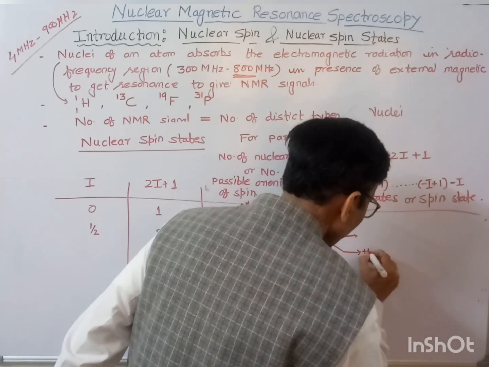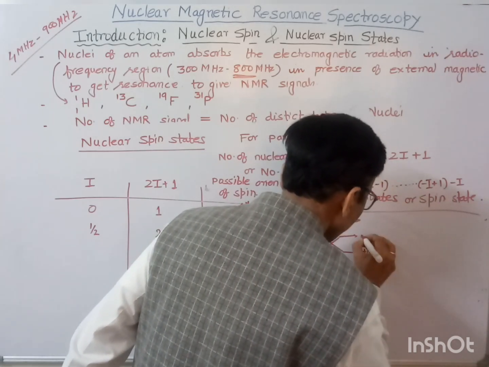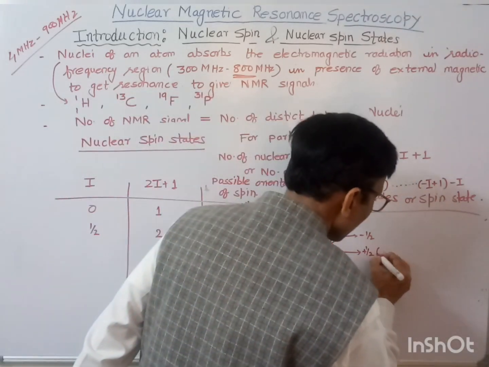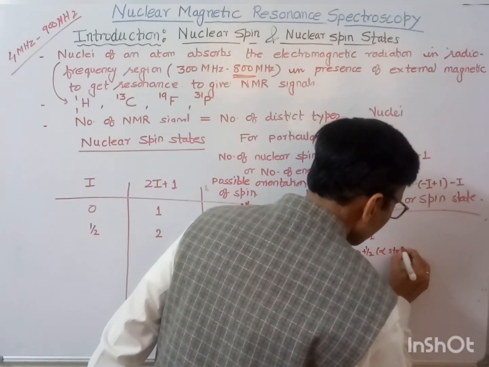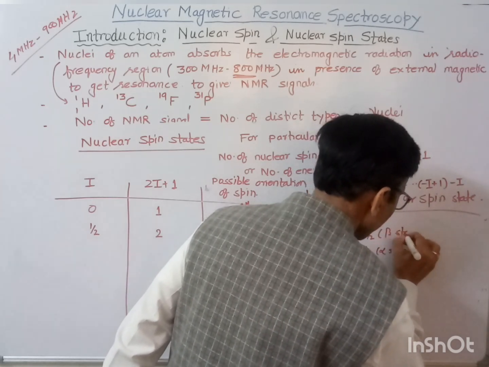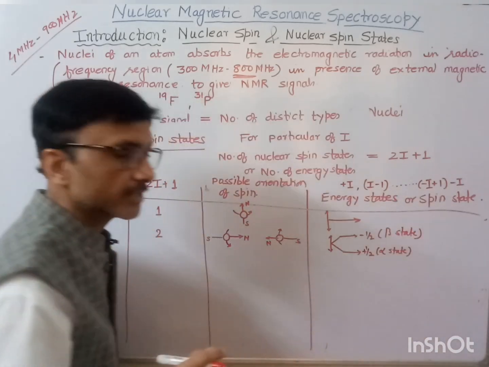So plus half and minus half. This plus half is also called the alpha state, and this minus half is also called the beta state. Alpha state and beta state.